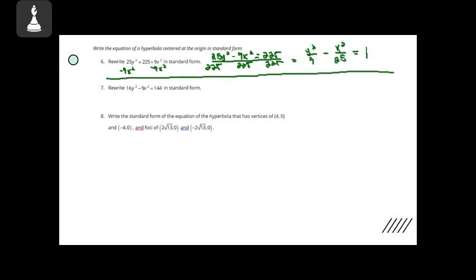All right, next one already has the x and y on the same side. We have 16y squared minus 9x squared equals 144. So for this one, all I need to do is divide everything through by 144. So 16 over 144 is 1/9. 9 over 144 is 1/16. So y squared over 9 minus x squared over 16 is going to equal 1.